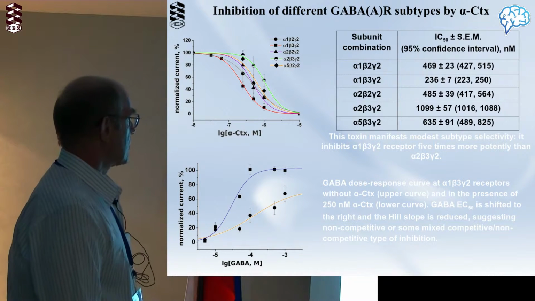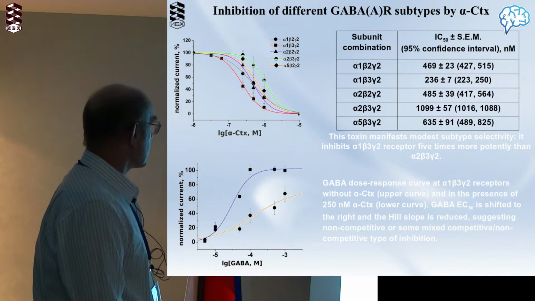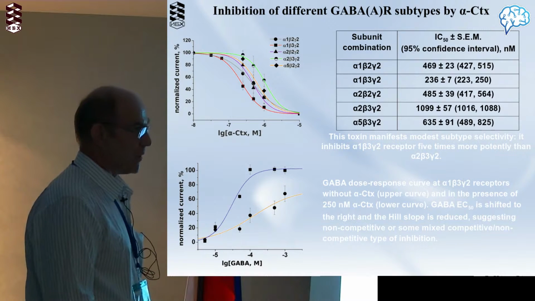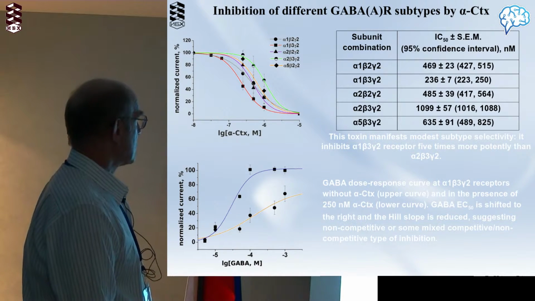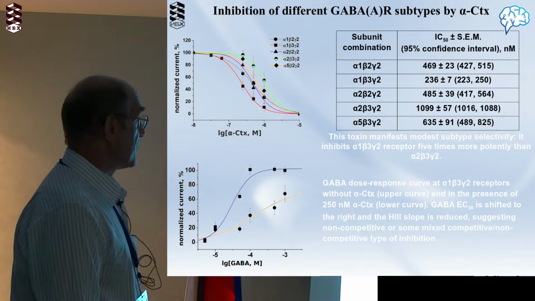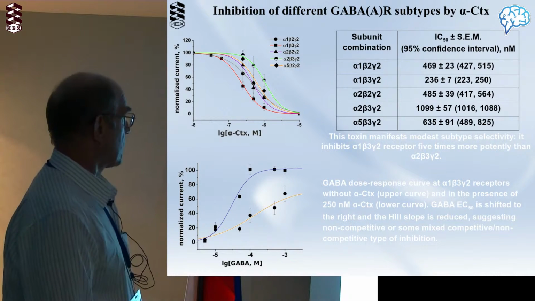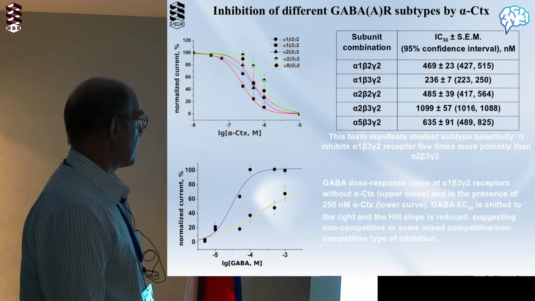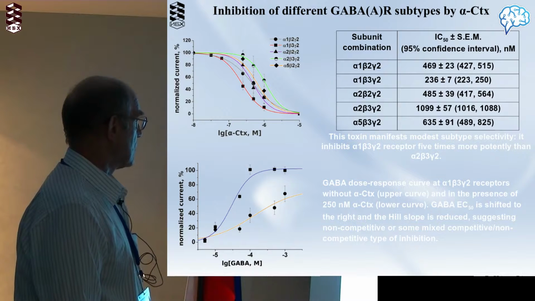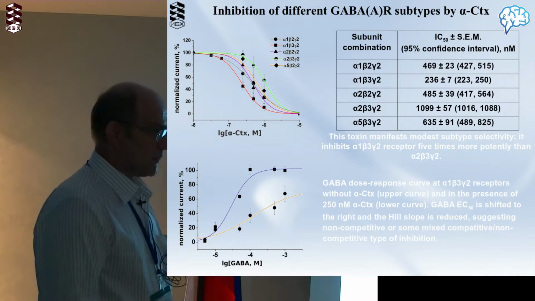Then, taking these toxins, we checked the affinity of this toxin on different subtypes of GABA-A receptor, and found that receptors composed of different subunits also differ in their affinity to α-bungarotoxin. The most active is the alpha-1 beta-3 gamma-2 receptor, and less active is this subtype. Then we tried to understand what kind of interaction is in this binding.